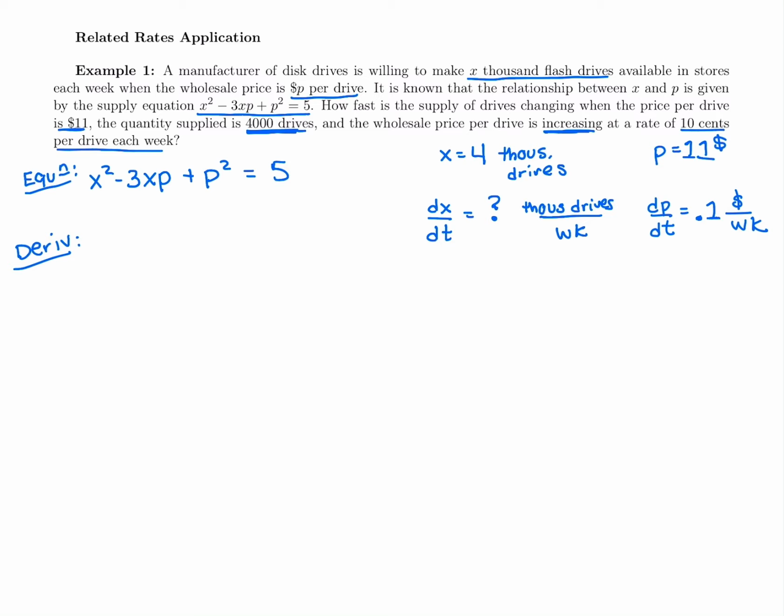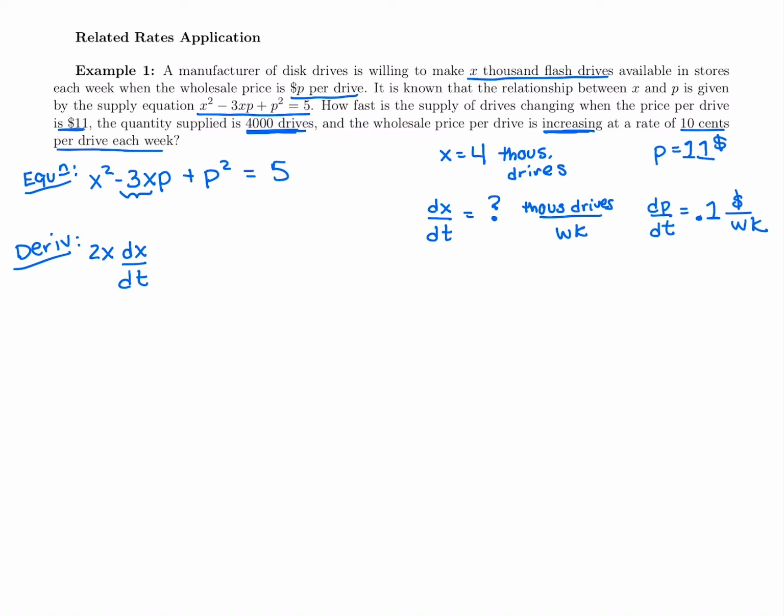So now I'm going to go ahead and take this derivative with respect to time. It's going to be a regular derivative, but every variable gets a d something dt. So for the first piece, we're taking the derivative of x squared. So I'm going to bring down the power, and my derivative is going to be 2x dx/dt. The next part is a pain. I have minus 3x times p.